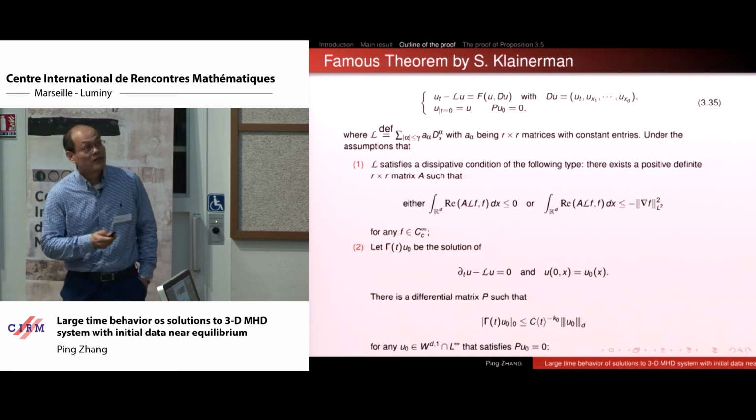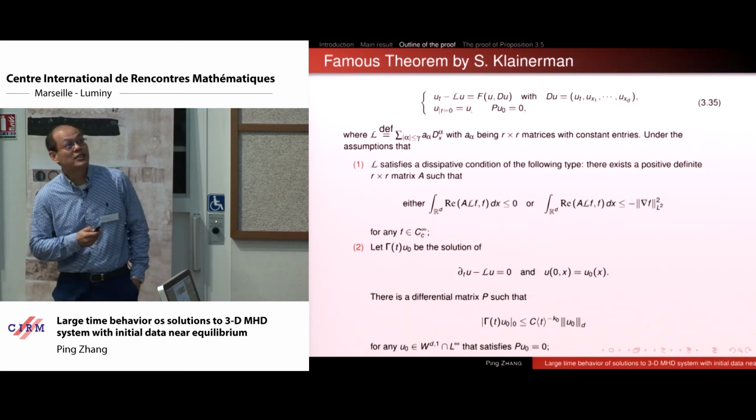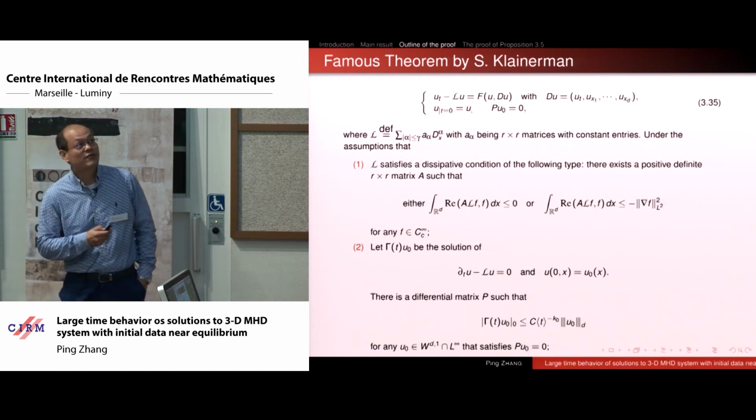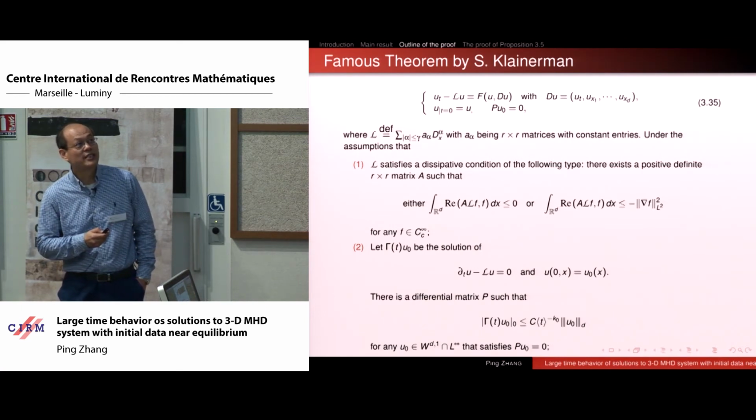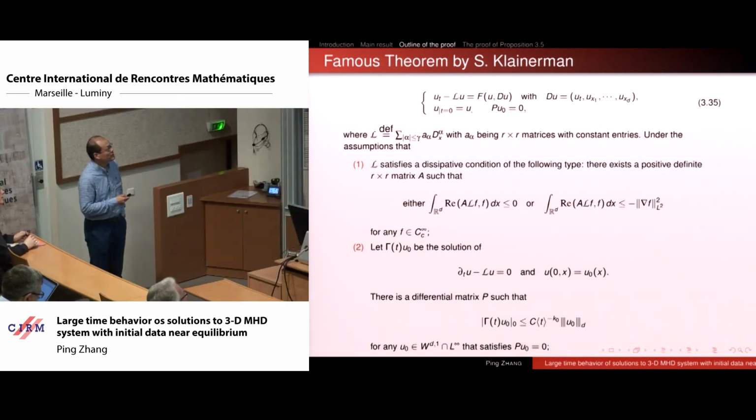So once again, before the presentation of this proof, I'm going to recall this famous theorem by Sergiu Klainerman at the beginning of the 1980s. So in a serious paper, he considered this evolution equation of this type, u_t minus L of u equals f of u, Du. Here this Du denotes u_t, u_{x1} to u_{xn}. Here, this L denotes a linear differential operator with constant coefficients.